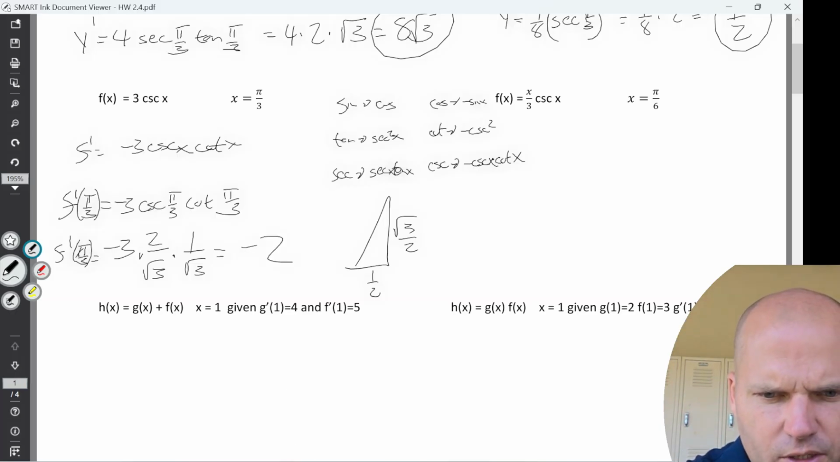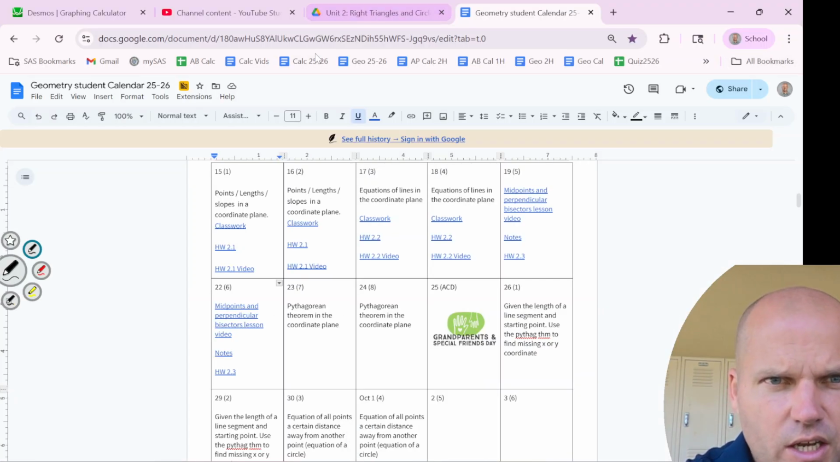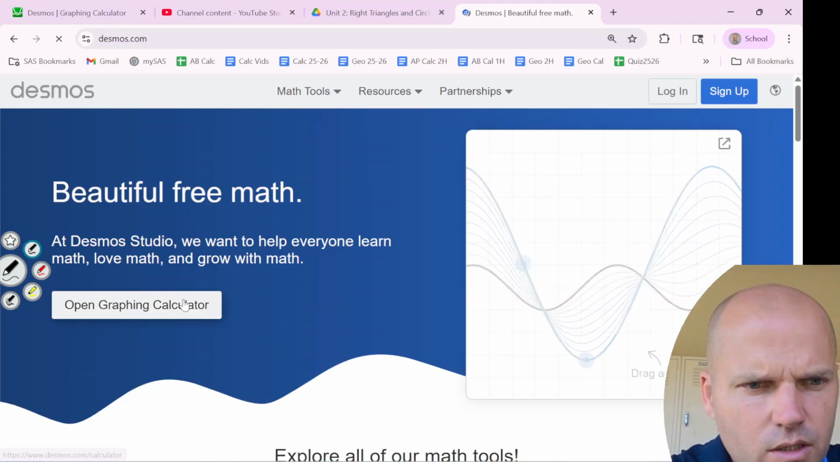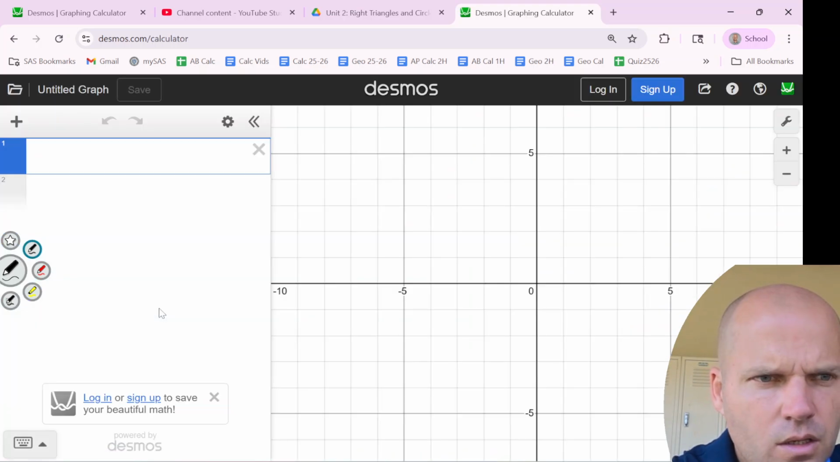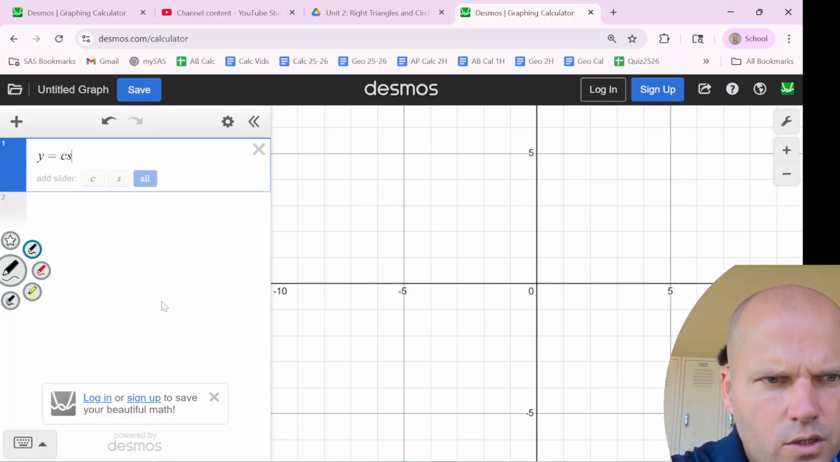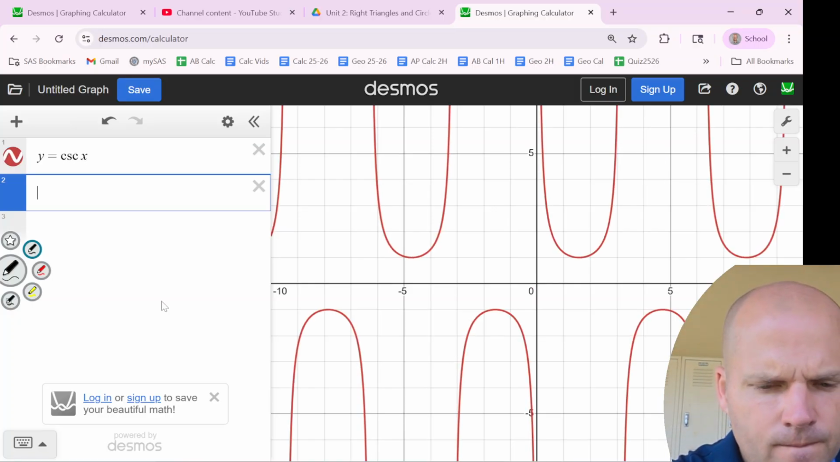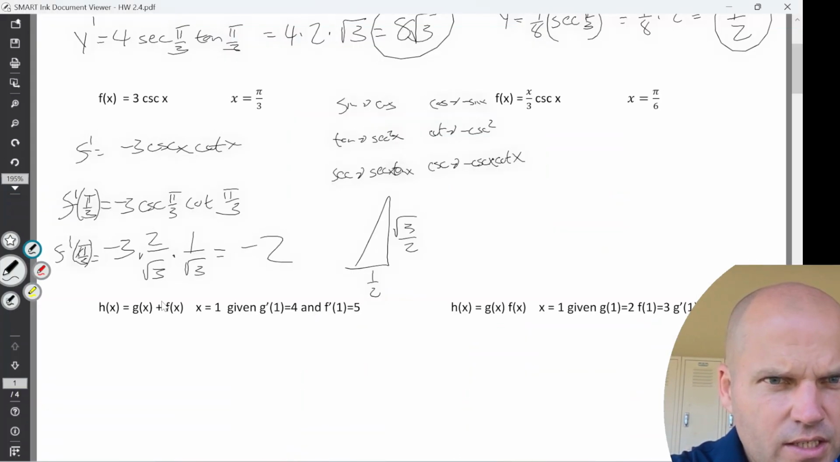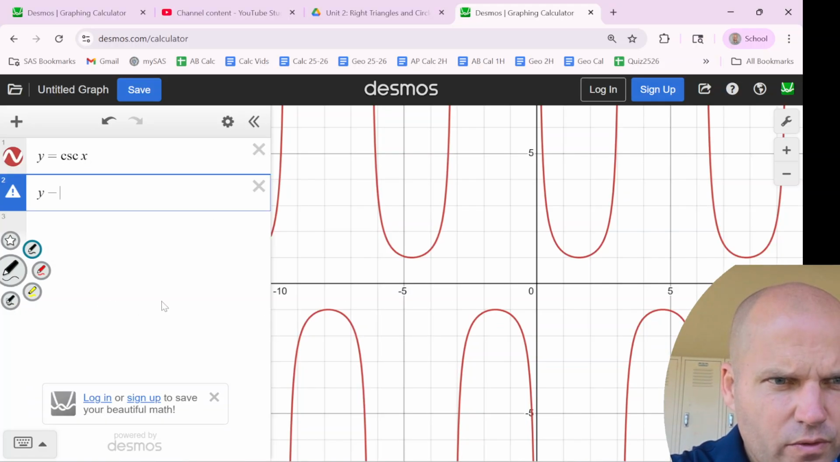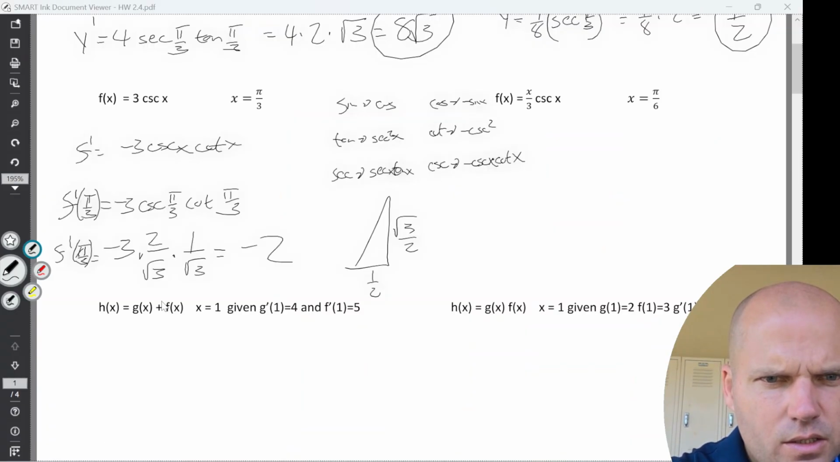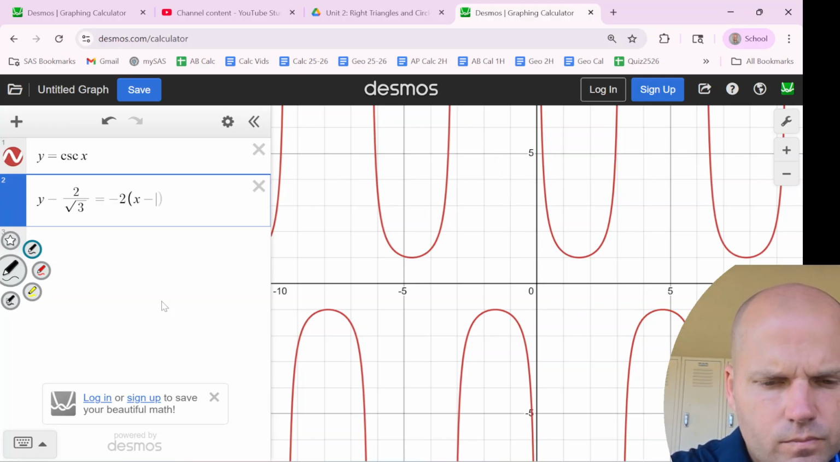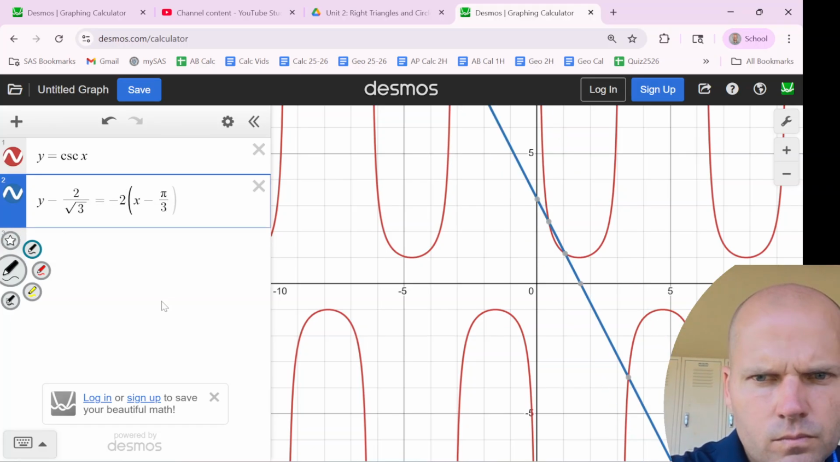Pretty fascinating. I'm going to graph this equation of the tangent line just because I like doing it. Here's the cosecant function. We found the cosecant of pi over 3 is 2 over root 3. And the slope was negative 2. Oh, that's not right. What did I make a mistake on?